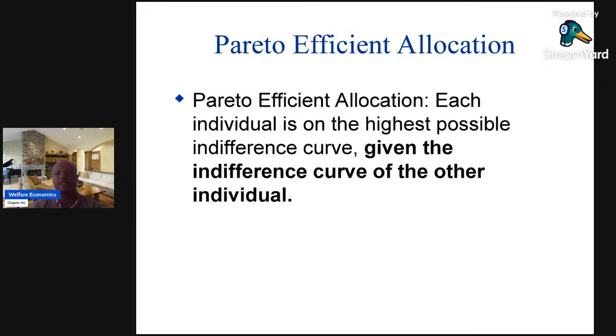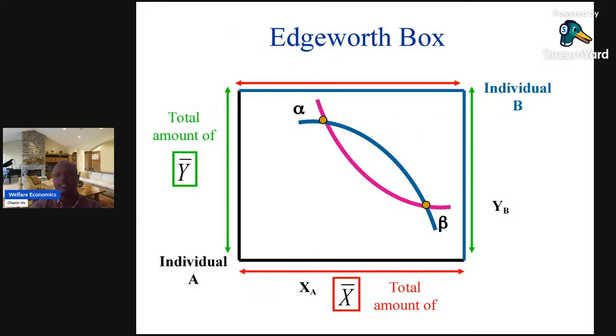Pareto efficient allocation yeroo jennu, each individual is on the highest possible indifference curve given the indifference curve of the other individuals. And isa tokkos indifference curve qaba, inni tokkos indifference curve qaba. Lamaan isaaniiyyuu highest indifference curve irra kan isaan ittiin ga'anidha.